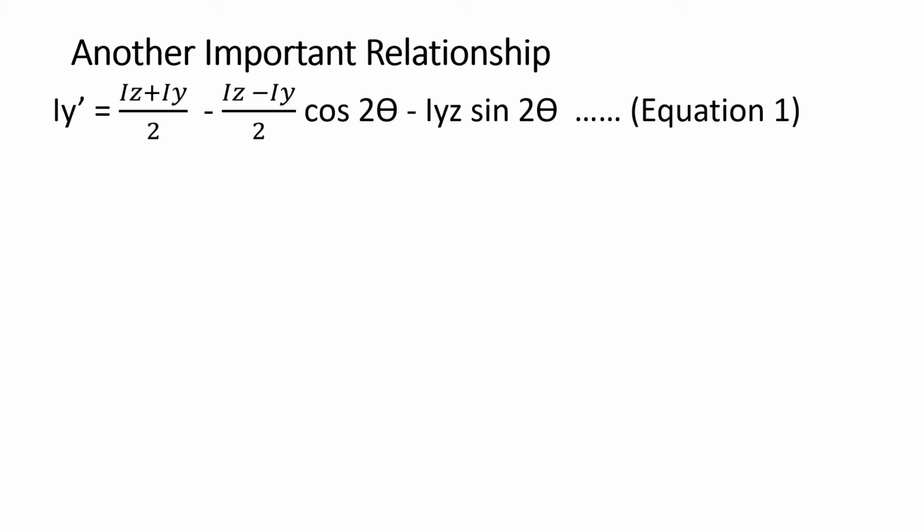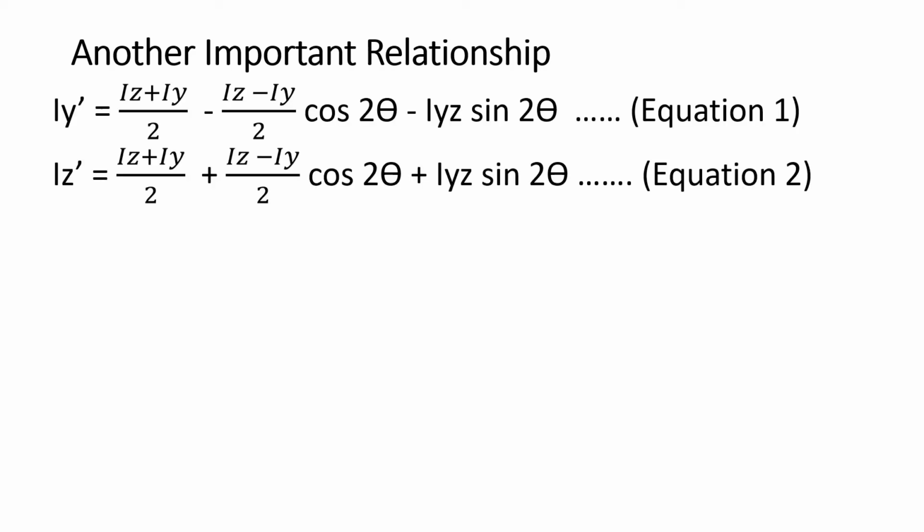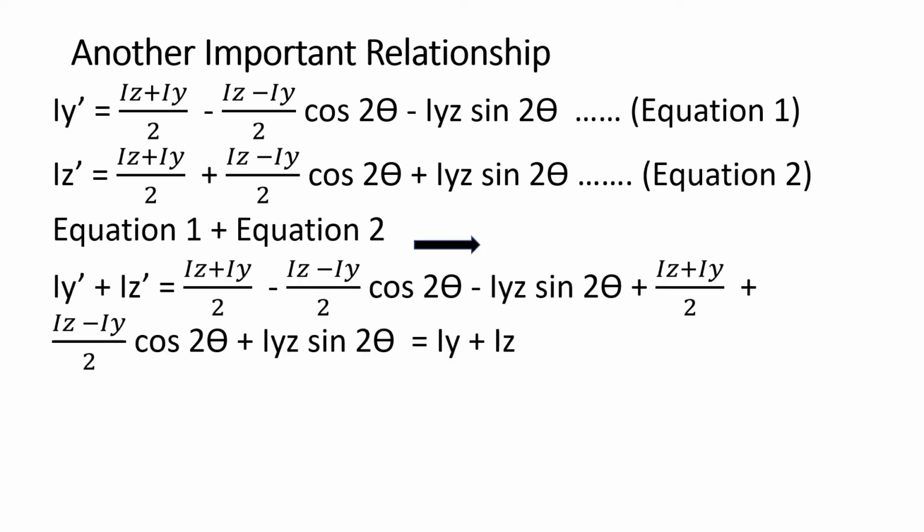Okay, lastly we'll discuss a very important relationship. We know what Iy dash is by now, we know what Iz dash is by now, and we represent those expressions by the names of equation 1 and equation 2. And if we add up equation 1 and equation 2, which would mean adding up Iy dash and Iz dash, we see that that is equivalent to Iy plus Iz.